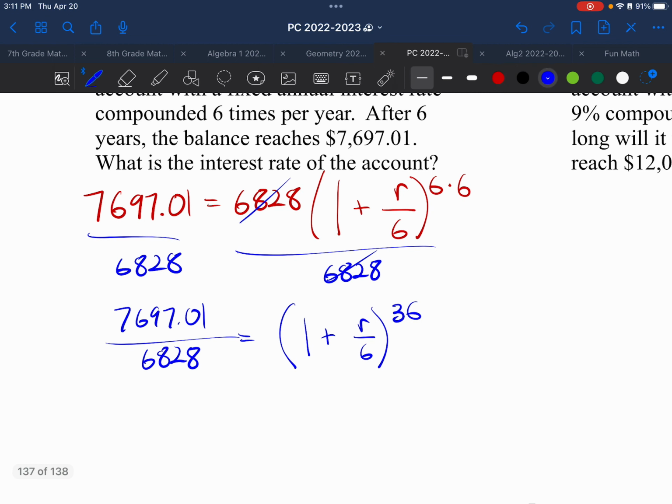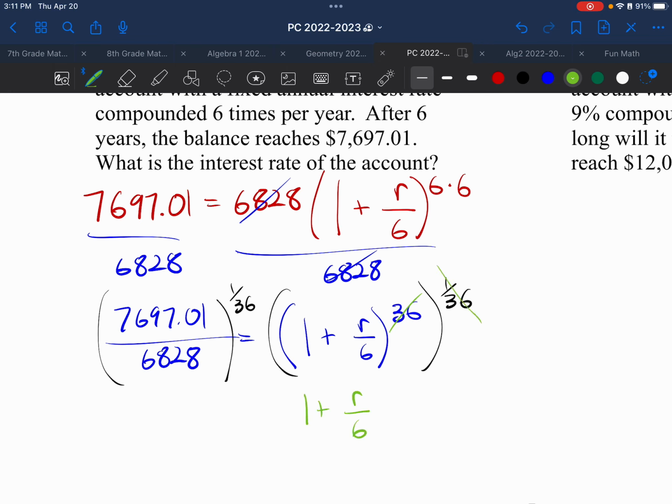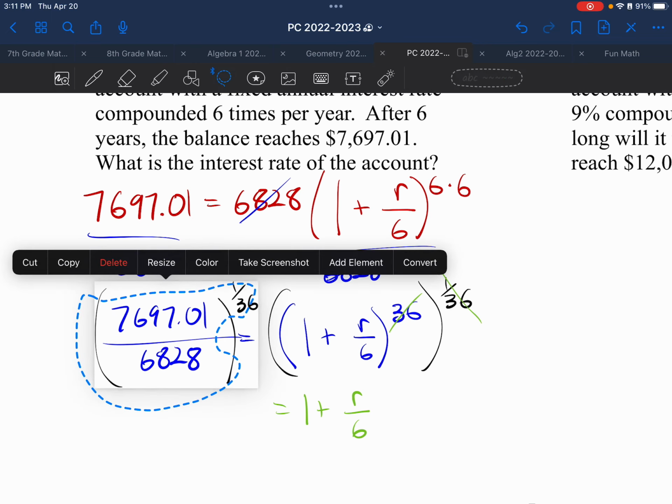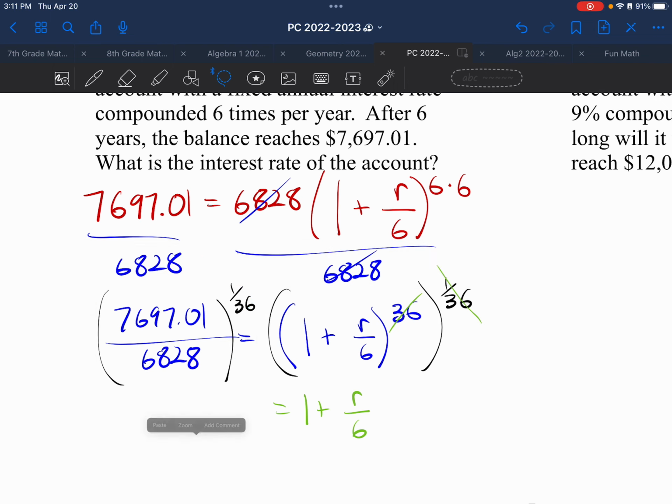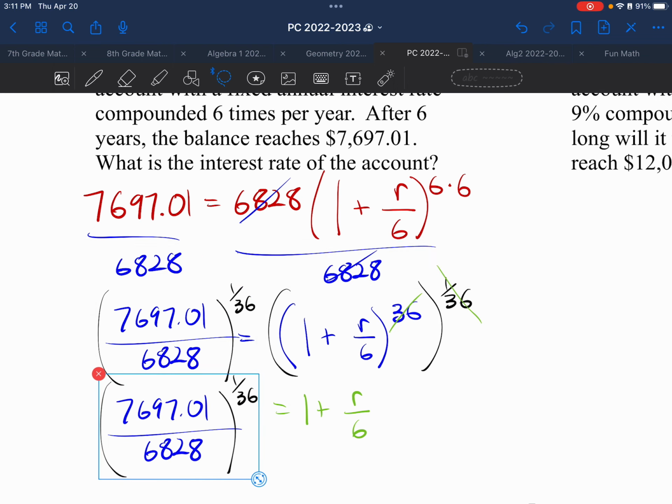The way that we do that is we take both sides here to the power of 1 over 36, and that will cancel some things out. You're gone, and I now have 1 plus r over 6 is equal to, copy paste time, go. So grab you, copy, grab you, paste, and we're good.